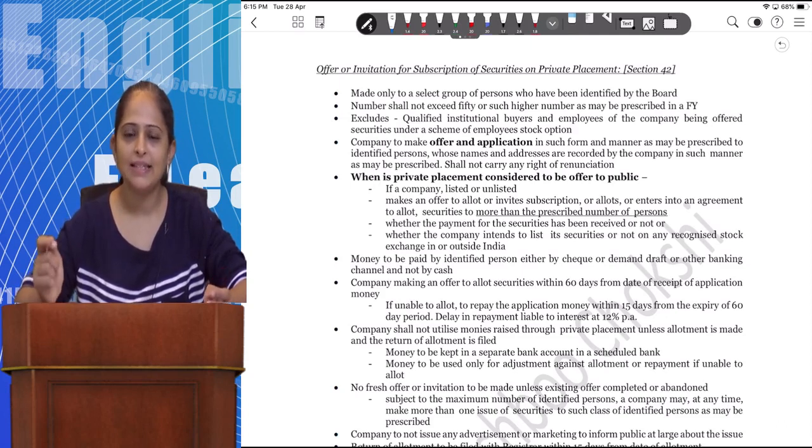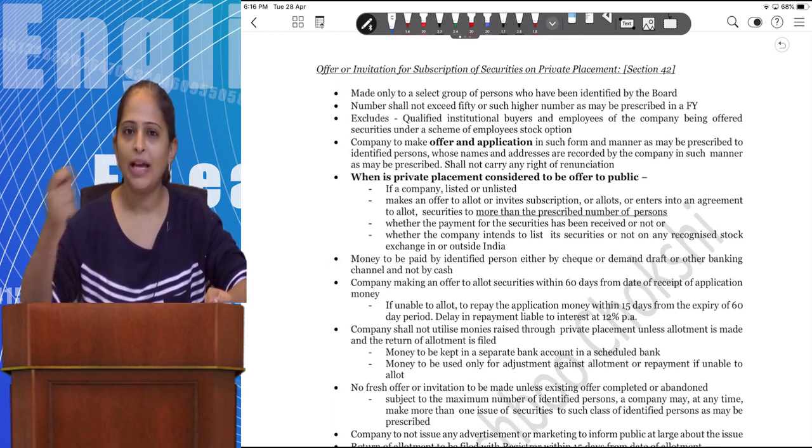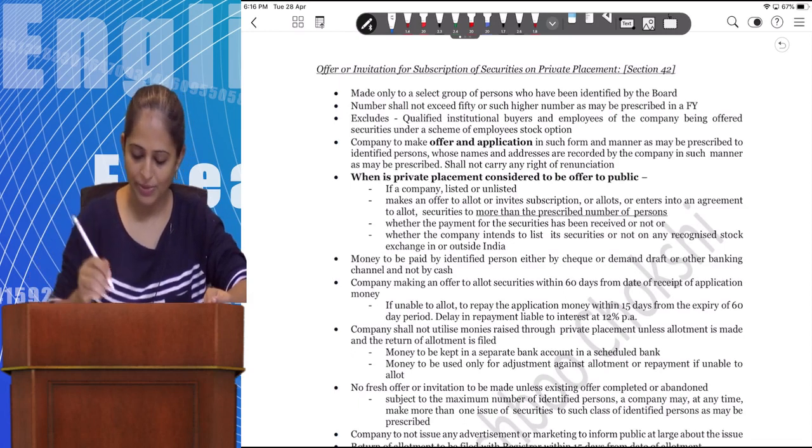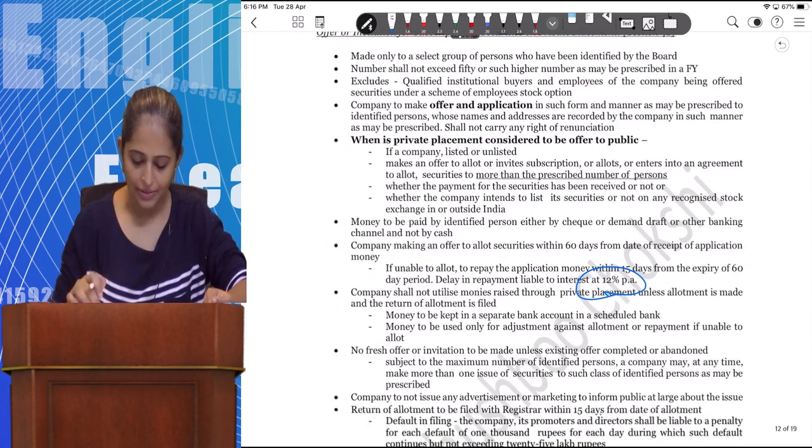Once I make an invitation to subscribe to the securities and they make the payment for the application amount, the company has 60 days within which they have to allot the securities. If the company does not allot the securities within the period of 60 days, then after the end of the 60-day period, the company will have to refund the money within a period of 15 days. If the company fails to refund the money within 15 days, the company will have to pay interest at the rate of 12% per annum.